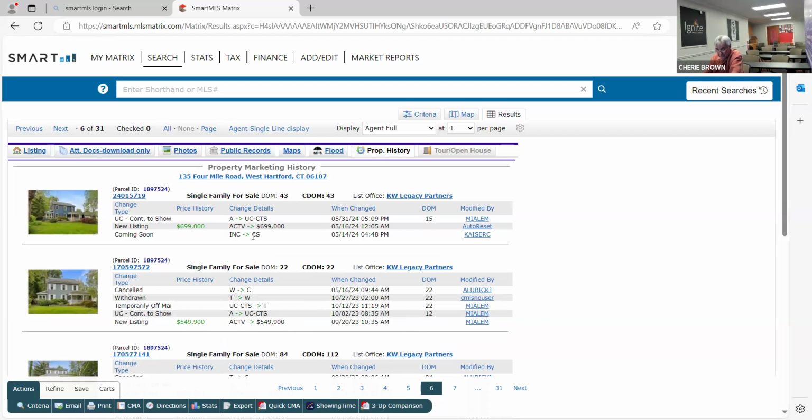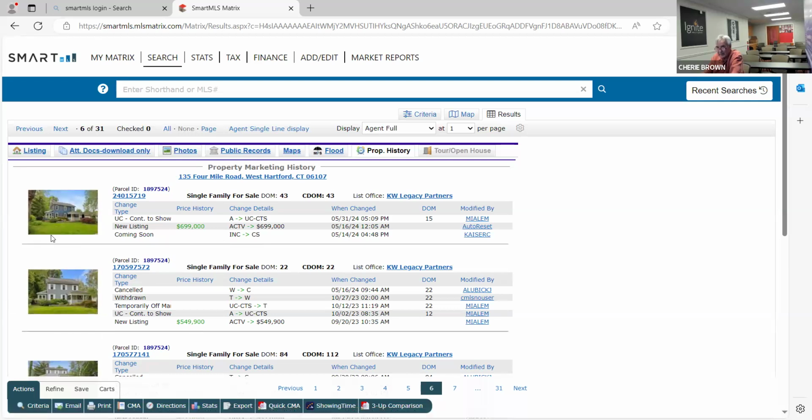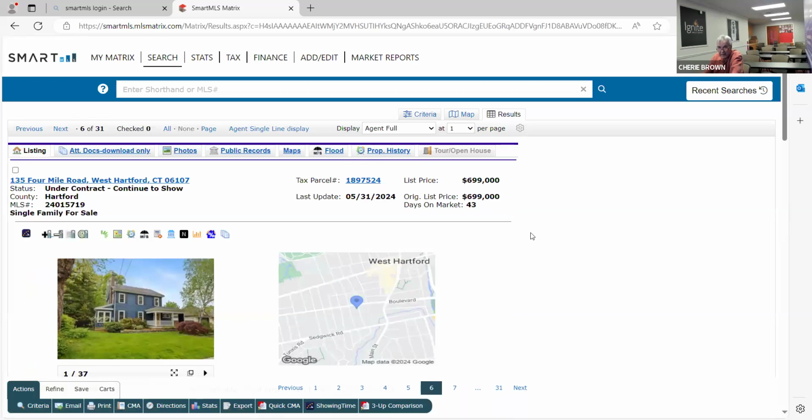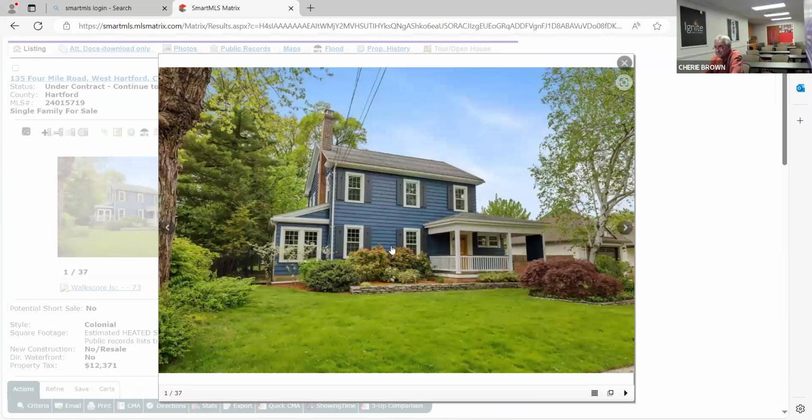Now they come on this year at 699 back in May. 150 more, okay. We won't today, but we could go back and look at it. You could tell they certainly repainted the exterior, but what other improvements did they make to warrant a $150,000 price bump? Maybe we'll get a glimpse of that when we look at the photos here.